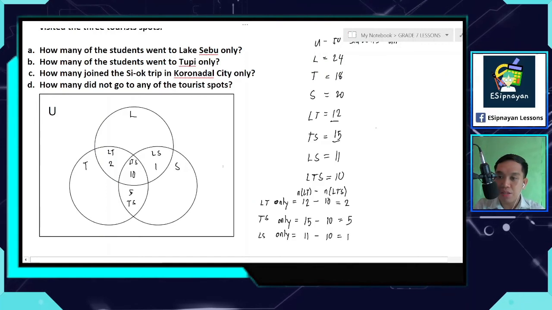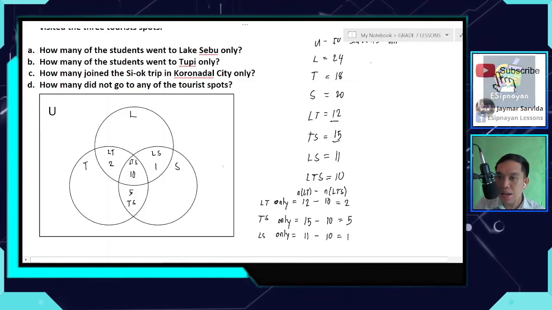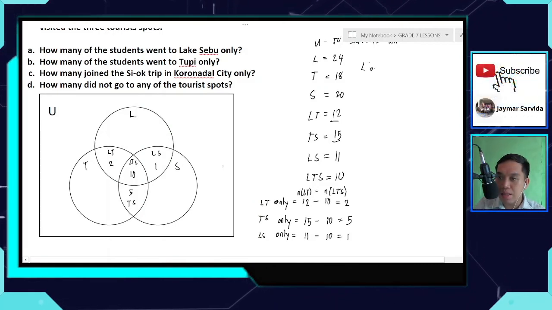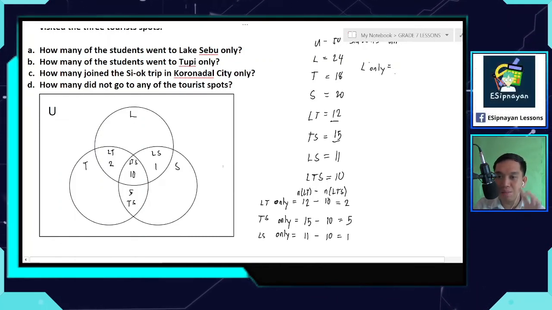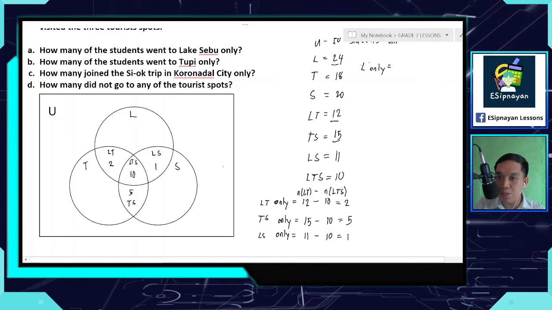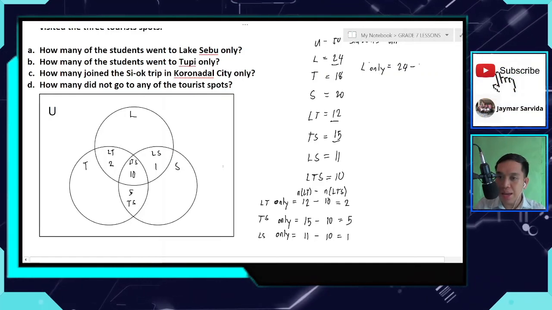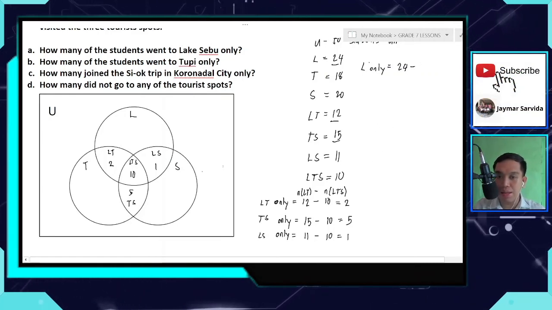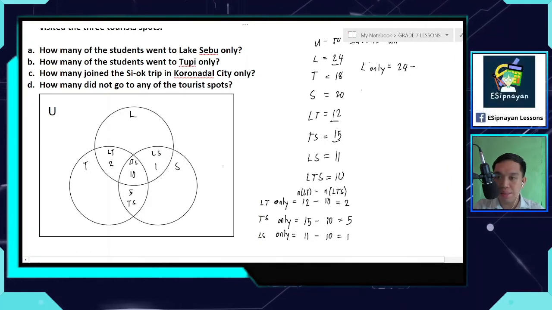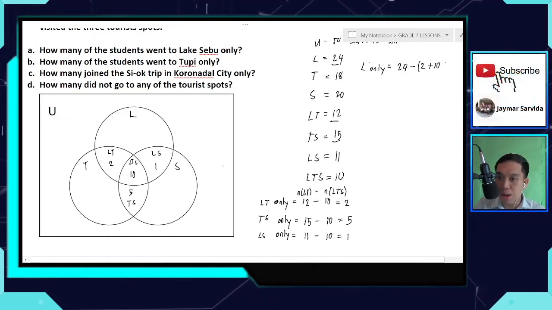So, para ma-identify yan, that is L. Okay, ganito ha. L only. L only. That is equal to, i-add natin dito class, ima-minus natin yung number of L natin dito. So, yung L natin is 24. Minus, i-add natin yung kay L only ito ha. I-add natin itong 2, yung kay LT, which is 2 plus 10 plus 1.